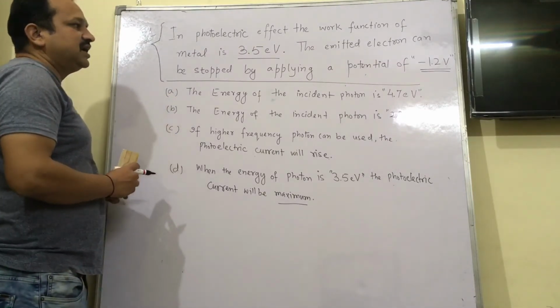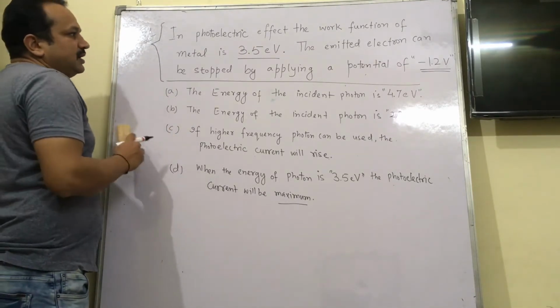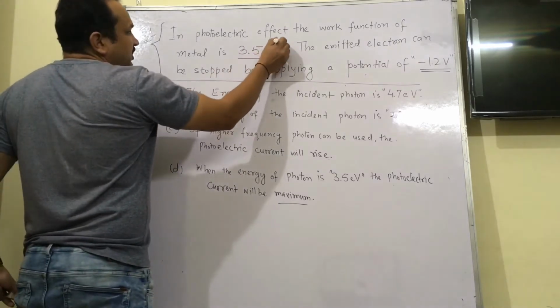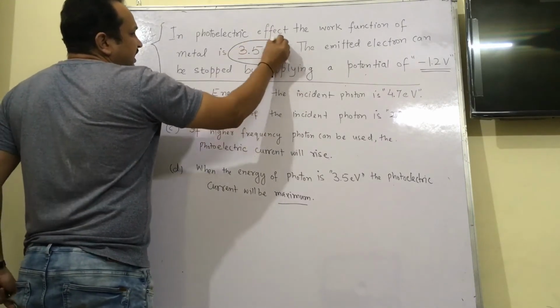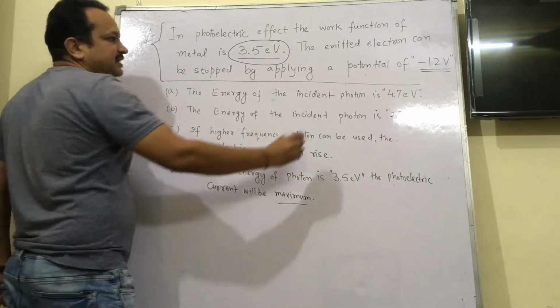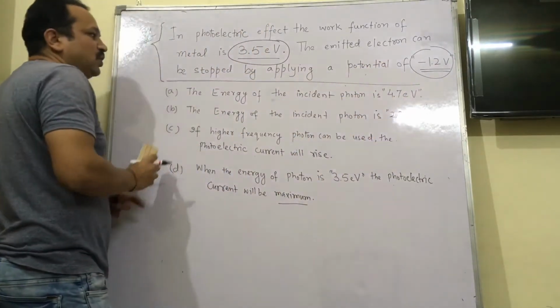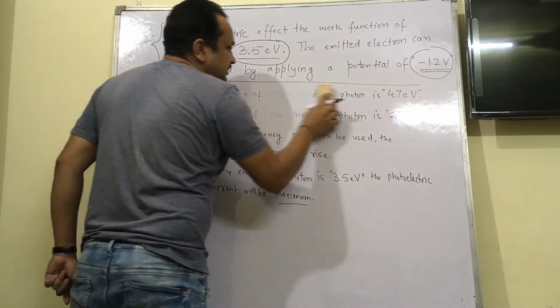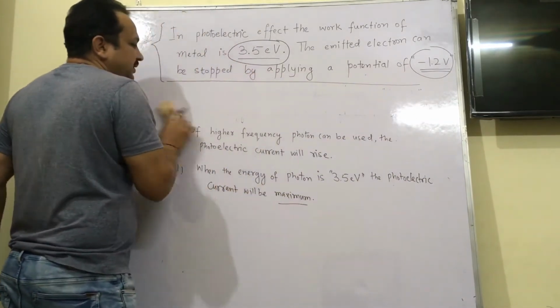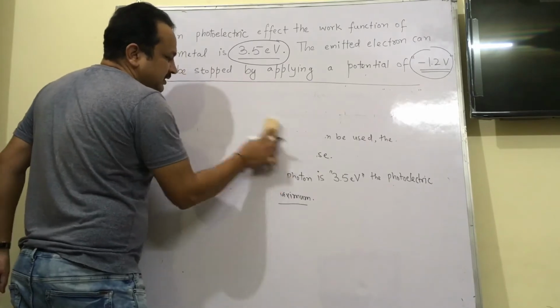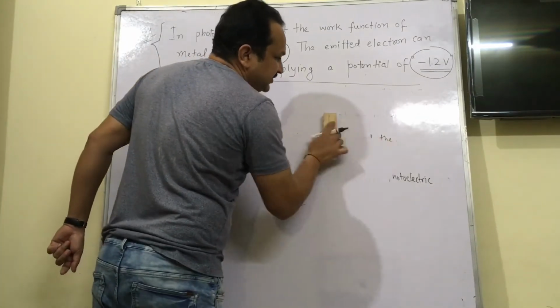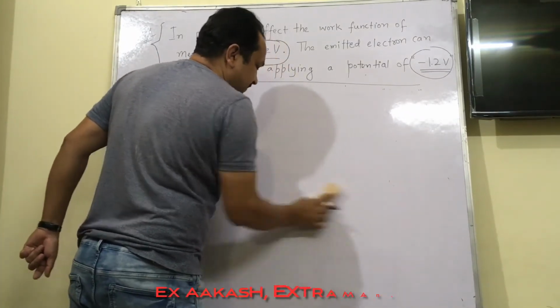So let me start with some basics, because in this question the energy is given in electron volt and the stopping potential is given in volt. First we need to know what the electron volt energy is. What is the meaning of it?